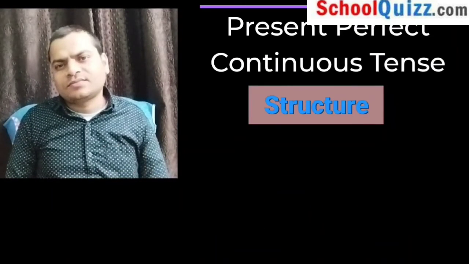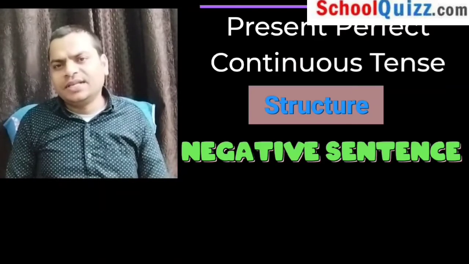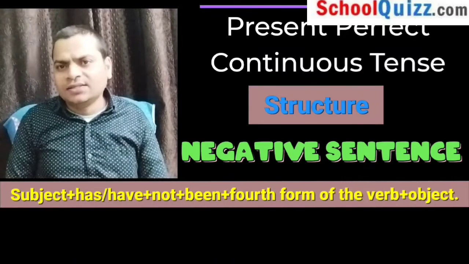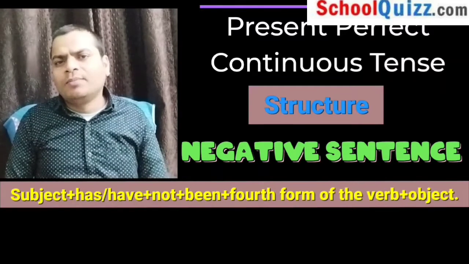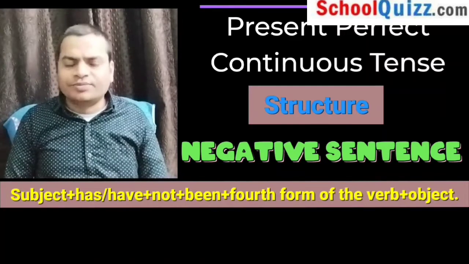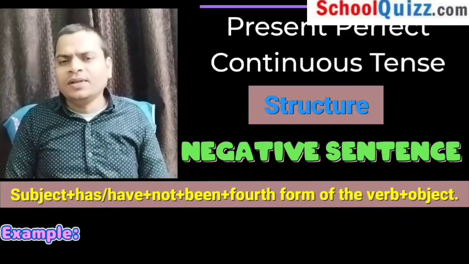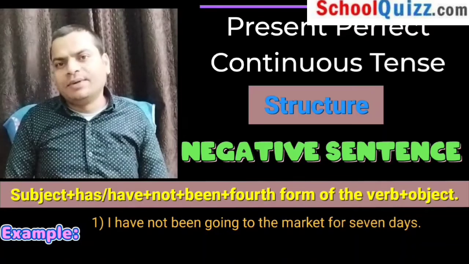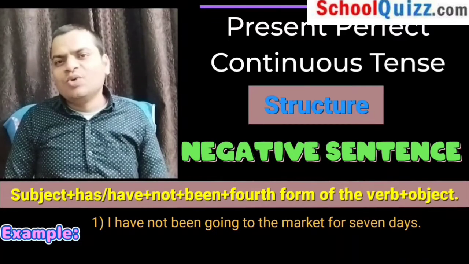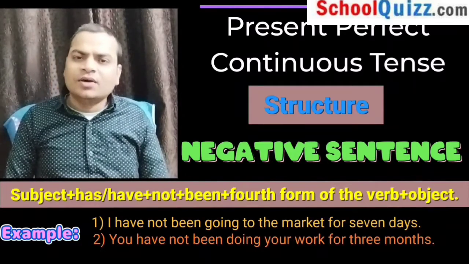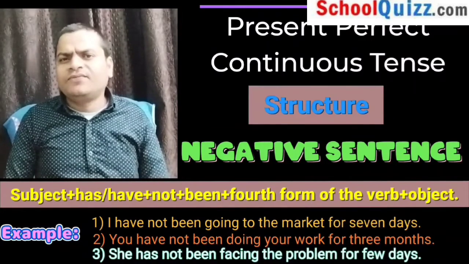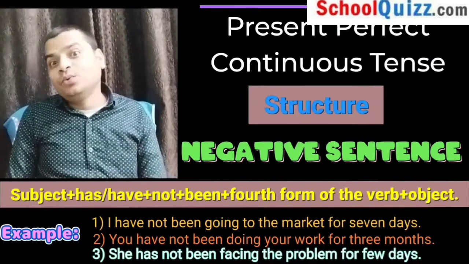Now the structure for a negative sentence. Subject plus have or has plus not plus been plus fourth form of the word plus object. For example, I have not been going to the market for 7 days. You have not been doing your work for 3 months. She has not been facing the problem for a few days.